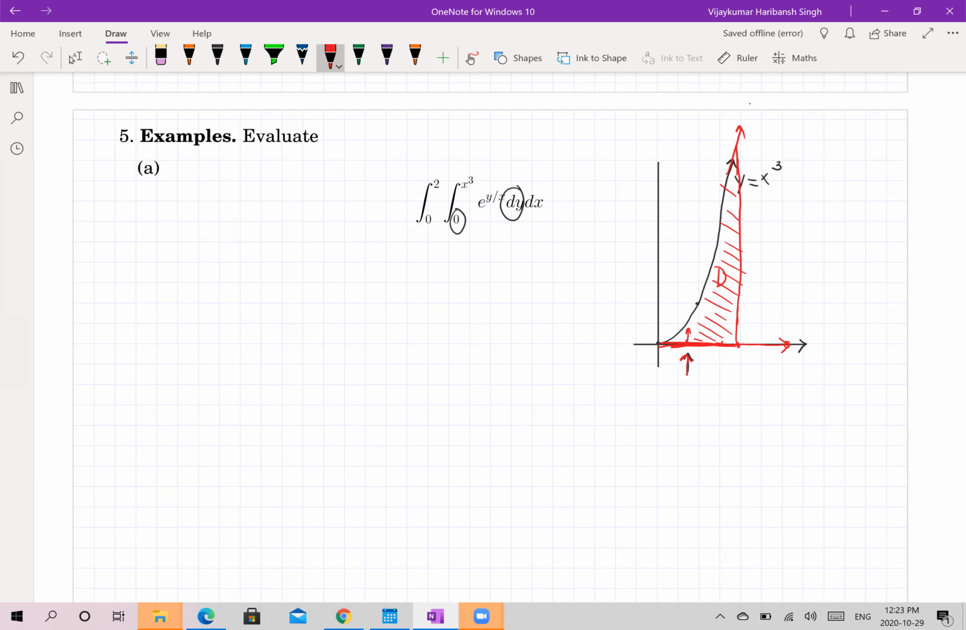So we have 0 to 2. What is the integration of e to the power y by x with respect to y? It is going to be e to the power y by x, divided by the coefficient. So the coefficient is 1 by x, so you need to divide by the coefficient, which is the same as multiplying by x. Again, the limits are 0 to x cube, dx.